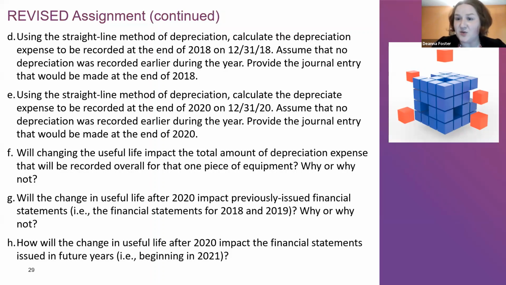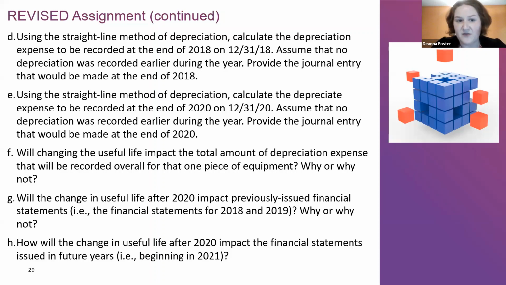I'm asking them to do the calculation, but for 2 years later with the new useful life. So they have to know what information to pull. And then they have to create the adjusting journal entry for the end of 2020. And then for part F, I'm asking the students what actually happens to that total amount of depreciation when you change that useful life? So does the total amount actually change? And I want them to explain to me that it doesn't.